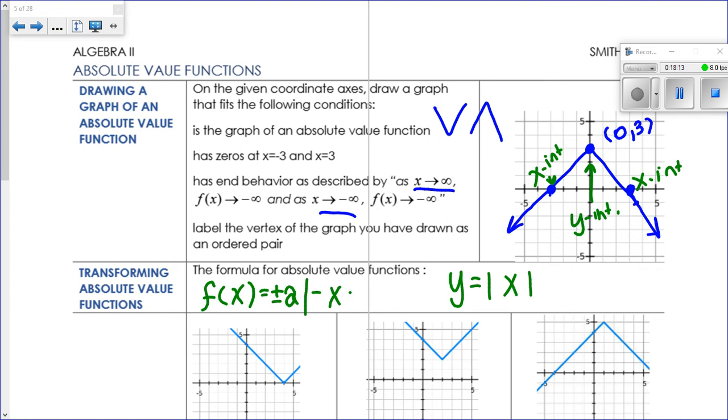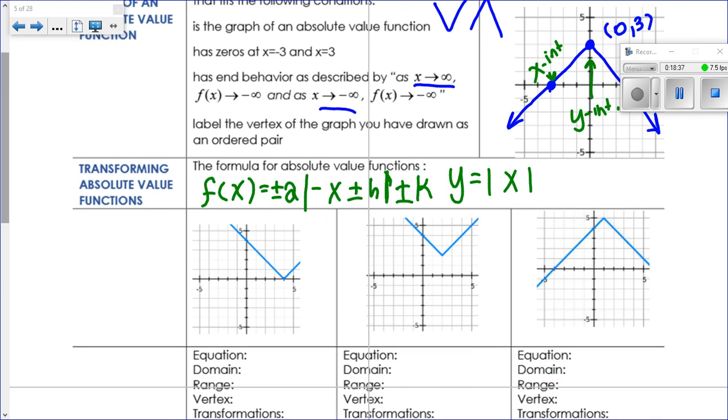And then plus or minus a number, h, that number moves it left and right. And then here, the number outside, plus or minus, moves it up or down. Okay? So those are transformations. Flipping, shrinking, dilating, sliding left or right, and sliding up or down. Okay? Basic transformations.